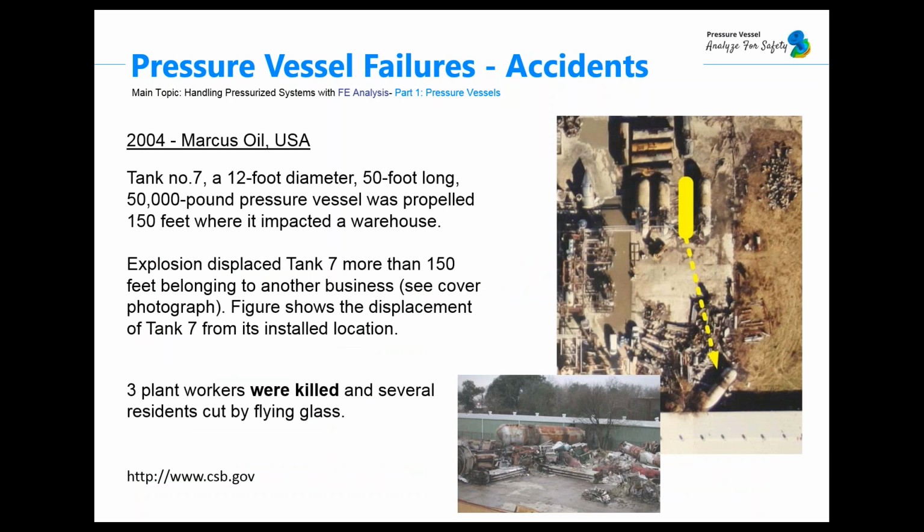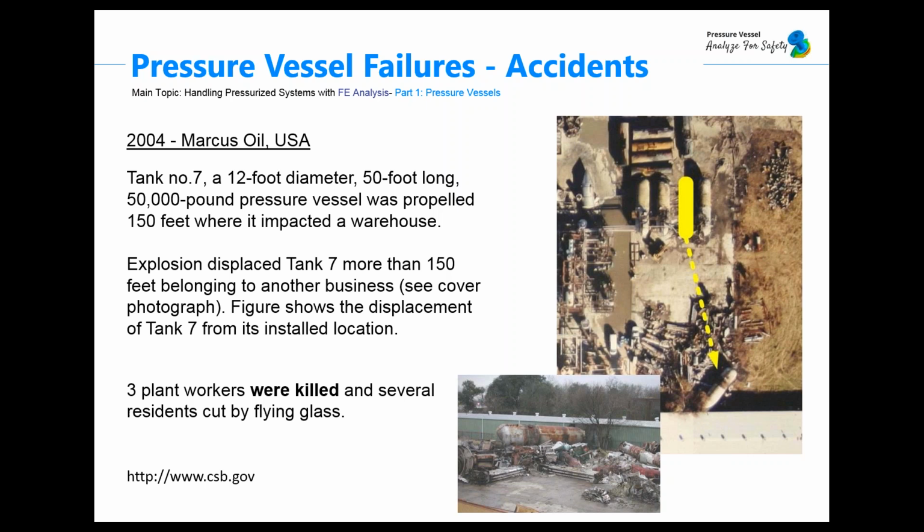This facility refines polyethylene waxes for industrial use. The waxes are processed and purified inside a variety of steel process vessels, and they contain flammable hydrocarbons such as hexane. And the vessel that exploded was very huge. As you see, the dimensions were 12 feet in diameter, 50 feet long, and the weight of the pressure vessel was about 50,000 pounds, which is almost 23,000 kilograms.